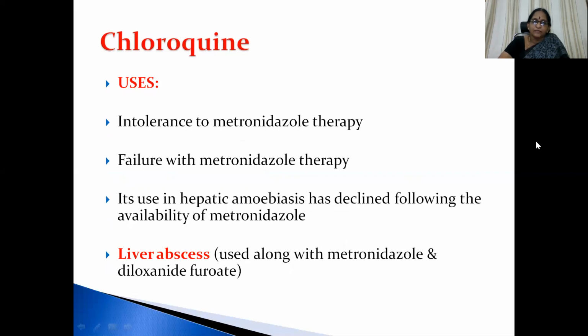What are the indications? Whenever you come across intolerance to metronidazole therapy and failure with metronidazole therapy, then the second alternative is chloroquine molecule. Then its use in hepatic amoebiasis has declined following the availability of metronidazole. So metronidazole is the first drug of choice. If the patient is either intolerant or not responding with metronidazole, then we have to switch over to chloroquine because chloroquine also has dreaded side effects. In liver abscess it is used along with metronidazole and diloxanide furoate, which is a luminal amebicide.